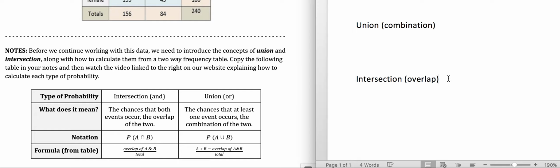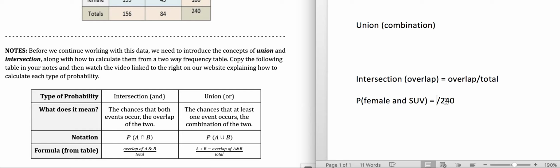So I want to have the overlap divided by the total. In this case, if we're talking about, let's say, the events that I am female and I prefer an SUV, I want to find the overlap of those events divided by our total. Now we know the total already. If we look back up here, there were 240 people that were interviewed in this survey. So my total is 240 I'm dividing by.